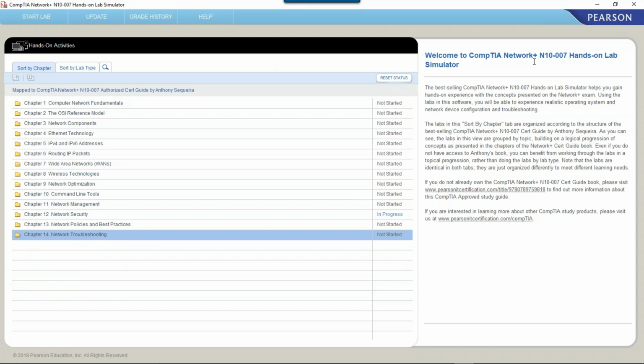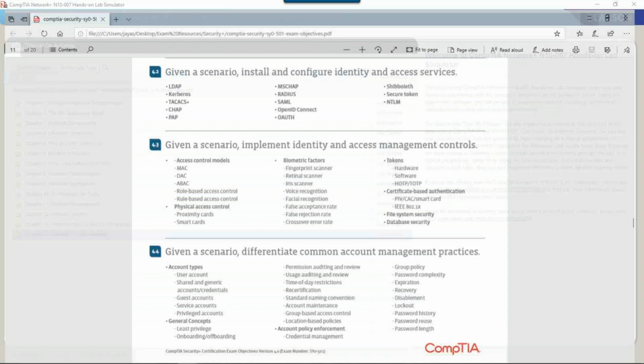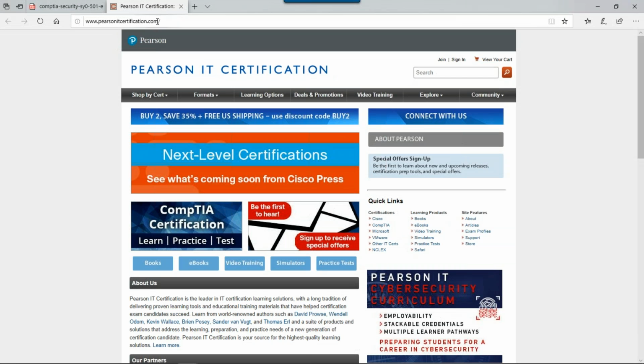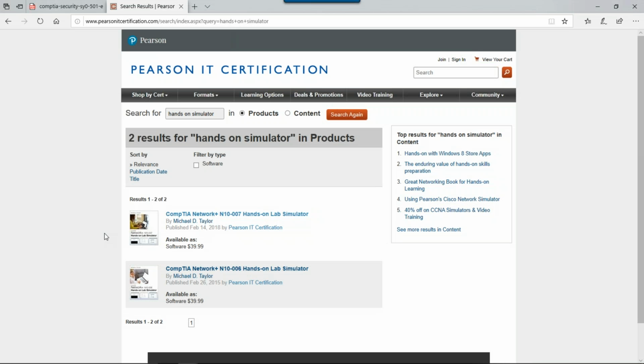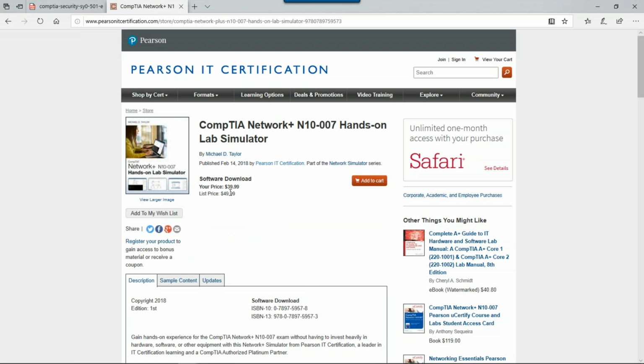So anyway, this resource, you can find it. Just go to Pearson. Okay. And type in hands-on simulator. It'll pop up. And just make sure that you get the right one, because for some reason, they still have the 006 version available. This one has probably all the same ones as you have here and more. So this one's more updated. Okay, but this is an awesome tool. As you can see here, it's $39, so it's not free, but it's worth every penny.